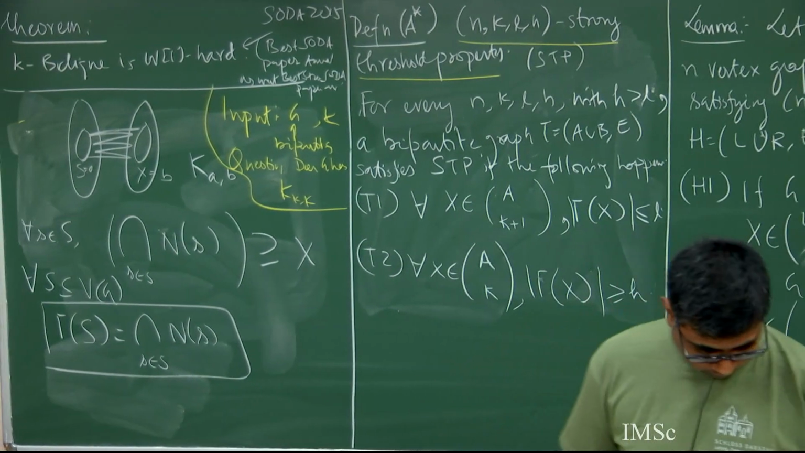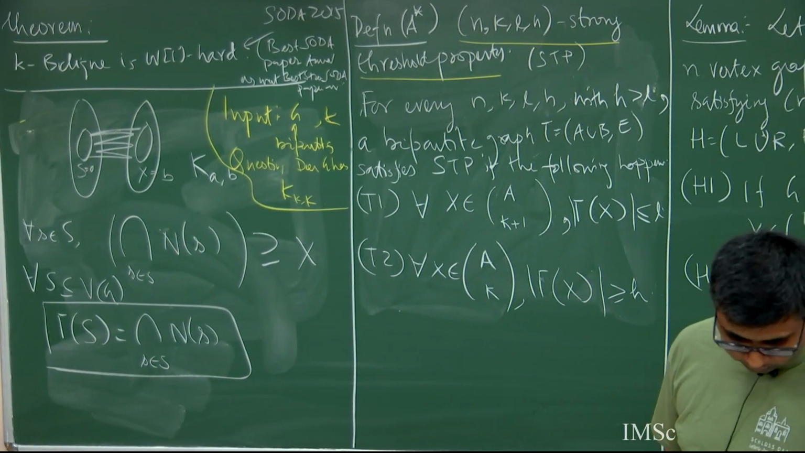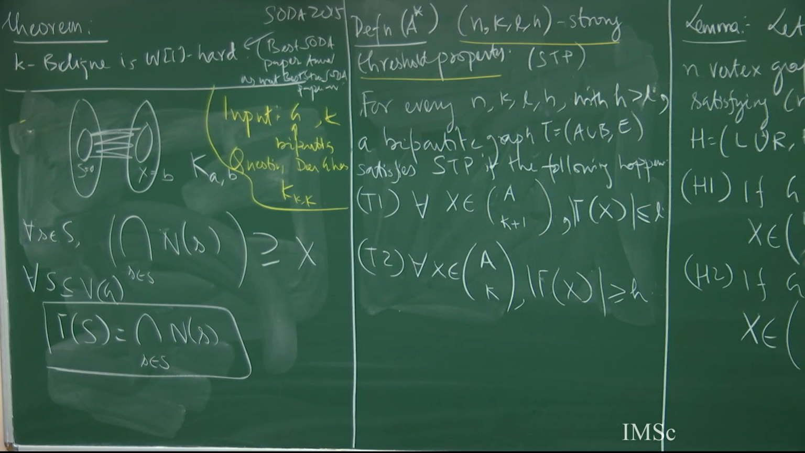What is the gamma HX? Gamma X means the neighborhood of X, intersection H. No, I'm talking about the graph H, because there are lots of graphs floating around. Okay, fine. What is the role of T there? Where is T?